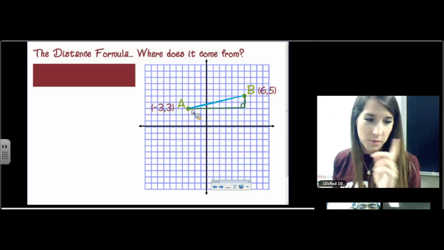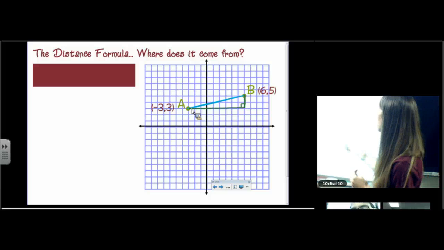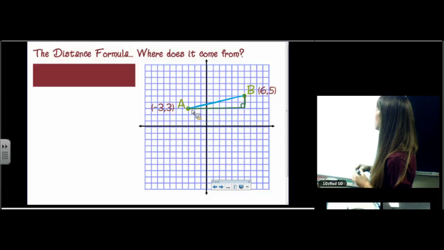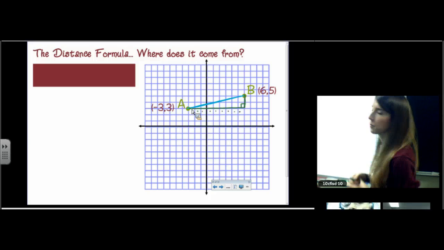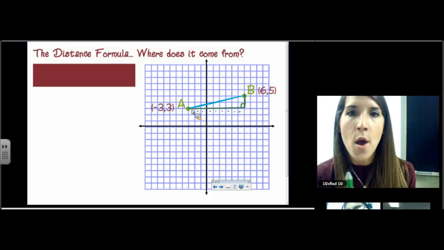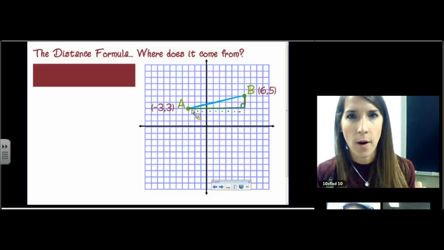So, no, not a ruler. So, we're going to use these squares and we could just count them. 1, 2, 3, 4, 5, 6, 7, 8, 9. We totally could just count them. But I want to know where that 9 came from.